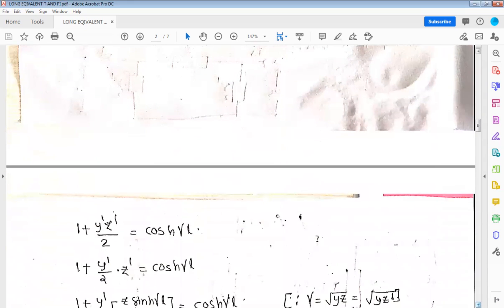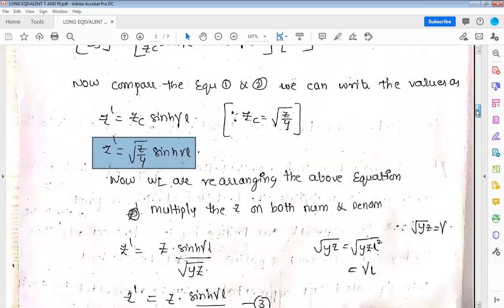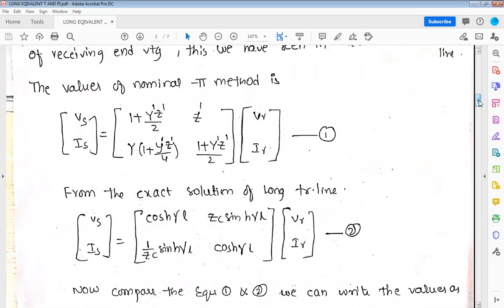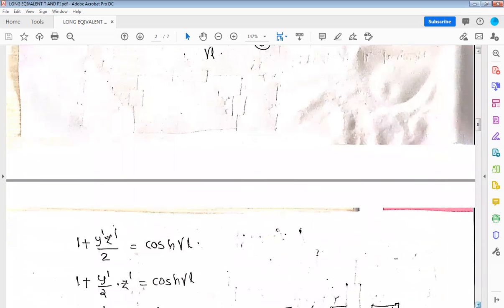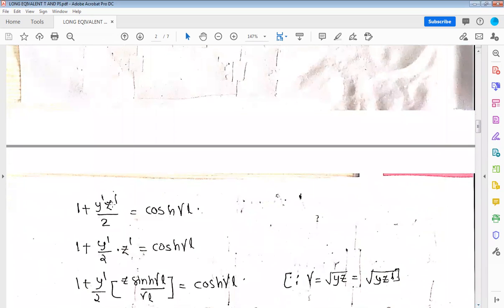Now comparing the other equation, in the form of 1 plus Y dash into Z dash by 2, cosh, that will be compared with this equation, the nominal pi method. The constant D will be compared with the constant D of the long transmission line. So that will be written as 1 plus Y dash Z dash by 2 is equal to cosh of gamma l. That can be rearranged as 1 plus Y dash by 2 into Z dash is equal to cosh of gamma l.